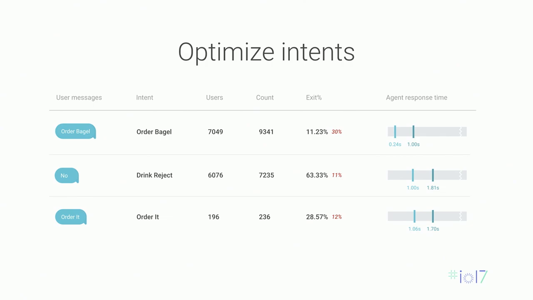But what we learned is that the real work of optimizing an agent is really done at the intent level. And so we show you those details, and you can see in this case with bagels that after a lot of people did the initial ordering, 9,000 people, or 7,000, a lot of them rejected the drink upsell or cross-sell, and then left the session. They didn't get to the order-it phase. And so you can start to see a story of what's happening and where people are dropping off. You can also see response time. Sometimes people are exiting because, let's say, the drink upsell was taking forever to get back to the user. We show you 50th percentile and 90th percentile response time, and that can be really useful at the intent level.